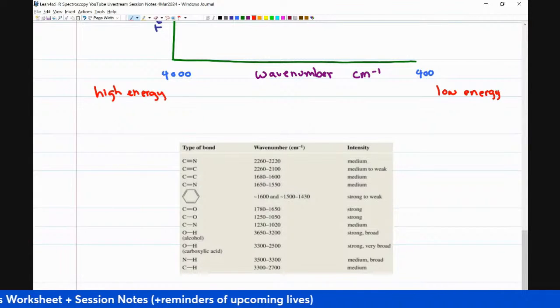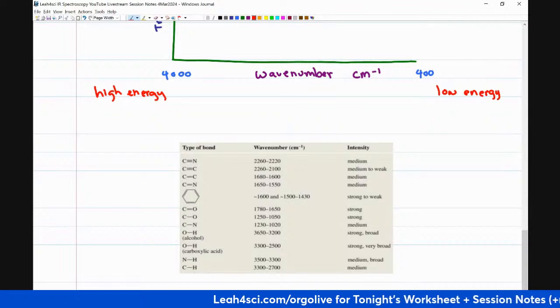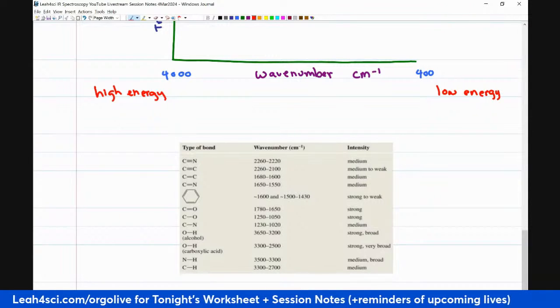So again, let me know in the comments, were you told that you have to memorize them, or will you be given a table? Now, if you are given a table on your exam, I am going to challenge you that I still want you to memorize this.